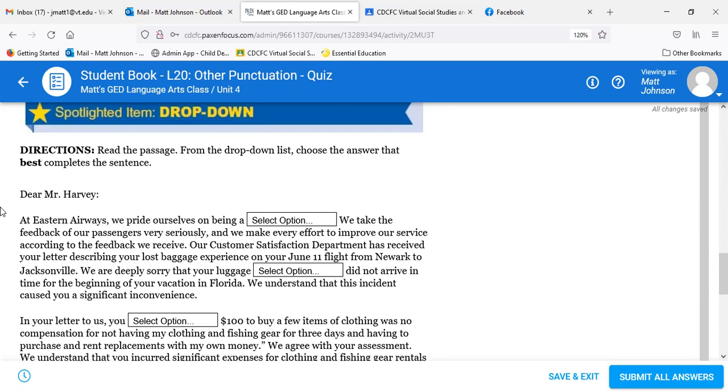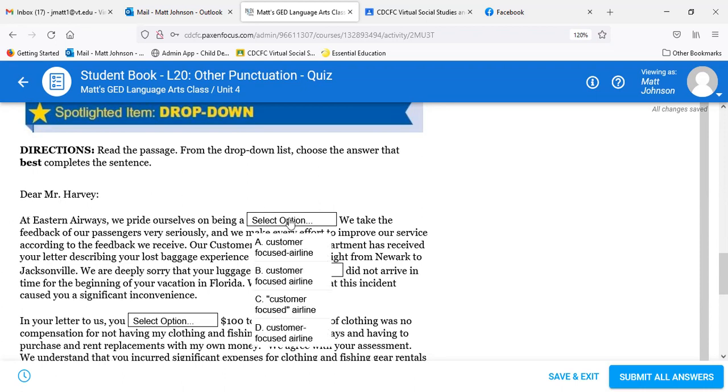So anyway, Dear Mr. Harvey, at Eastern Airways, we pride ourselves on being a blank customer-focused airline. Nilda, what do we want to punctuate here? C. So D, we're going to use that hyphen and make that modifier customer-focused airline, right? So we're combining those into sort of one modifier word. So D as in dog.